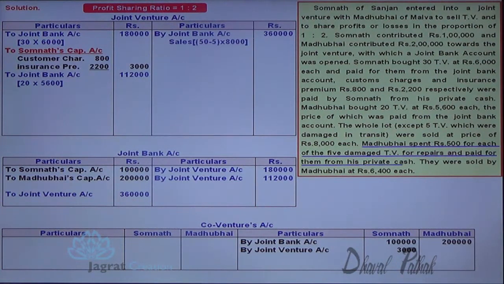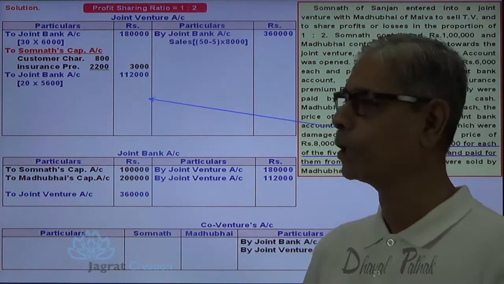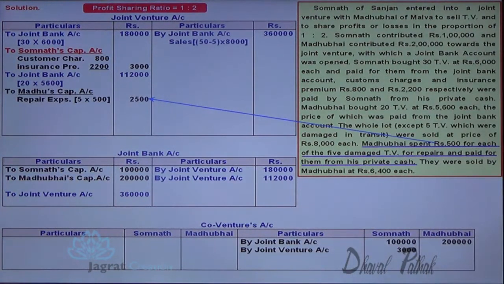Now repairs expenses for 5 TV sets are paid. Expenses of the joint venture business debited to joint venture account. Who has paid? Madhubhai is the giver. Credit the giver. So Madhubhai account is to be credited with 2,500.